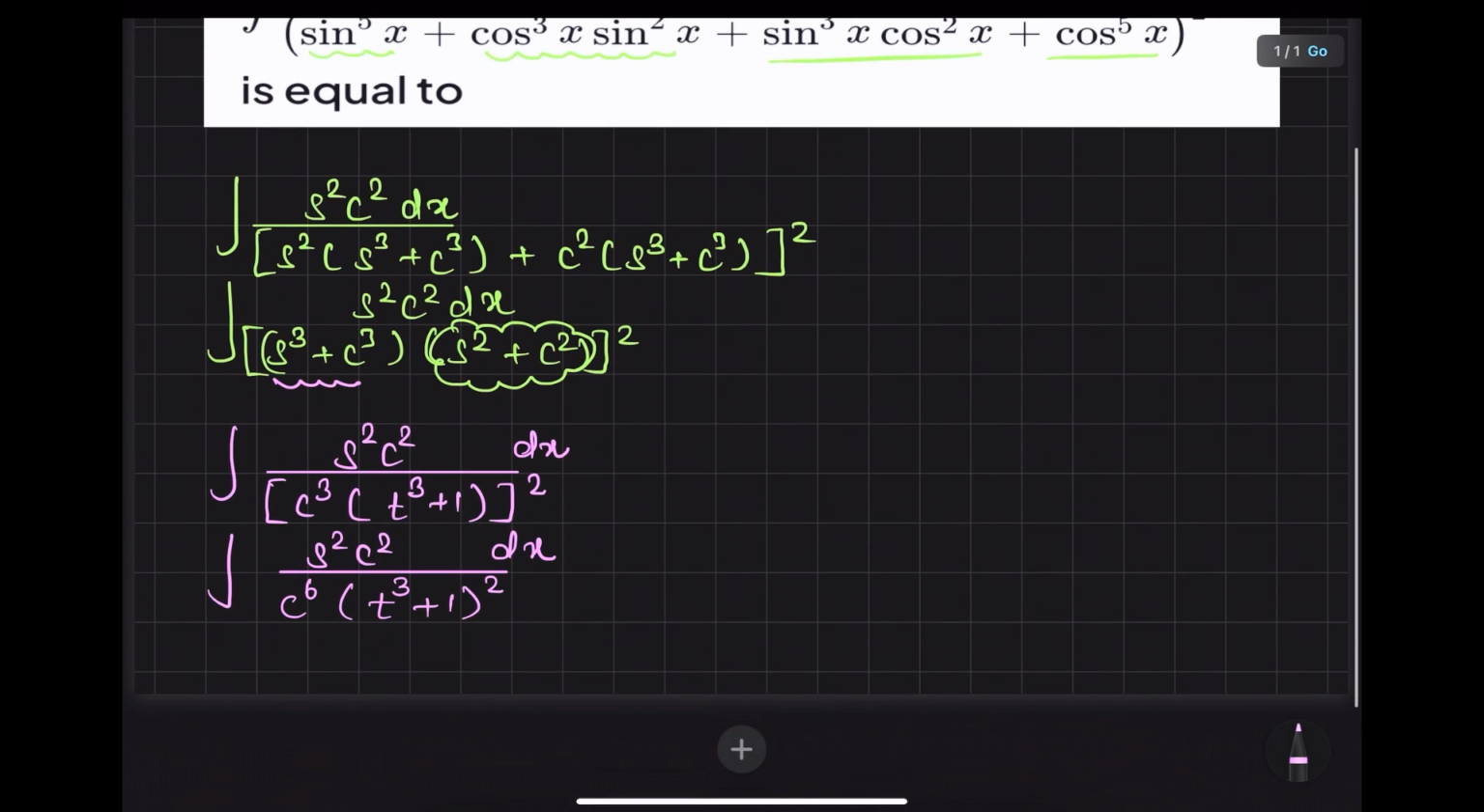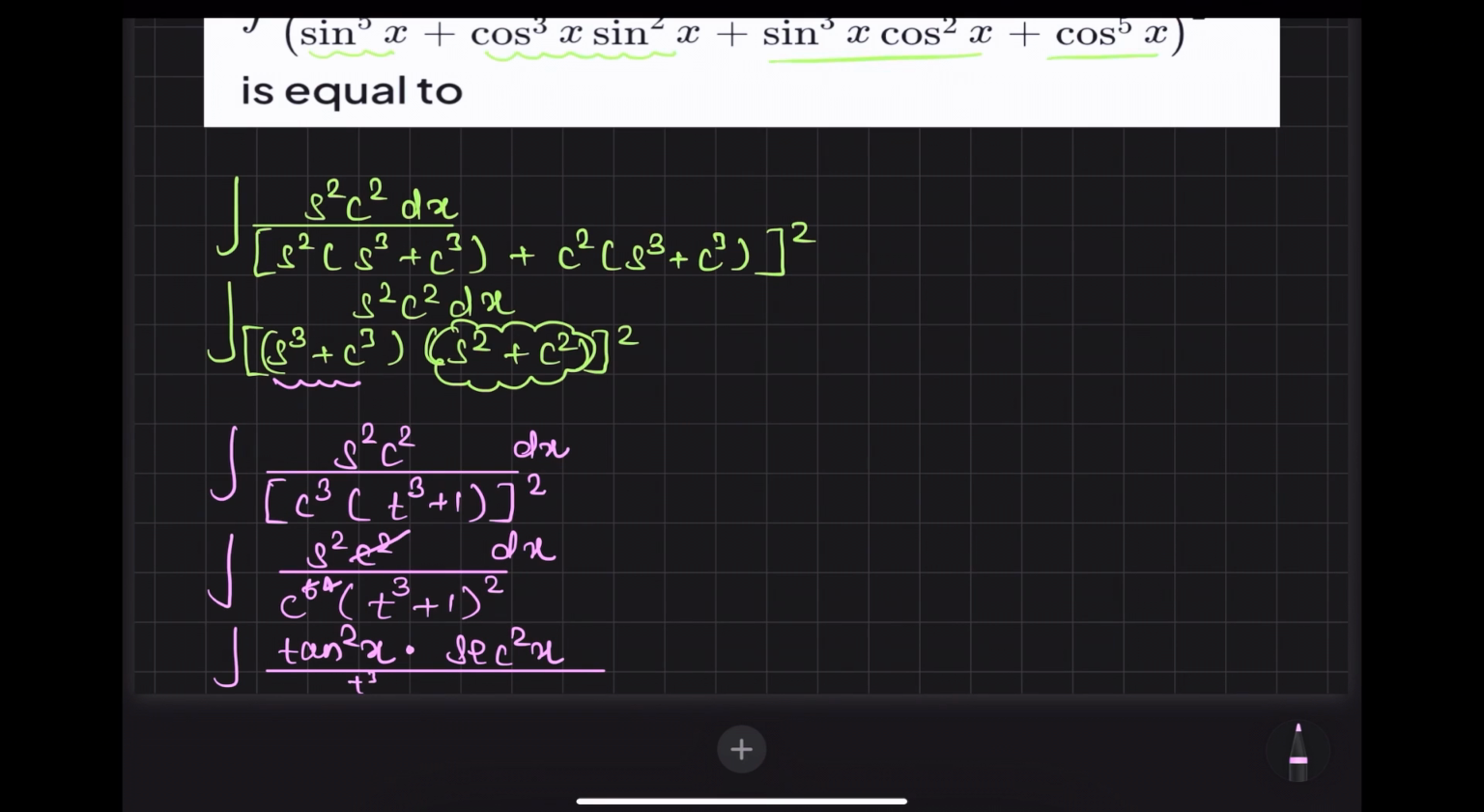Now be super slow. This is cos square, this is power 6, so it will become 4. Now can I club these two things as, say, sine square by cos square will become tan square x, and then we will have cos square on the denominator, which will become sec square x, and the denominator is what? Tan cube plus 1 whole square dx.